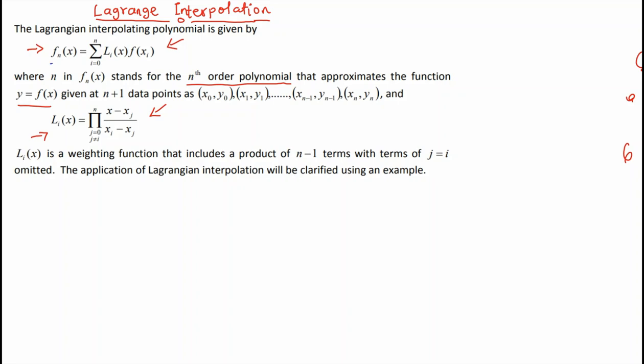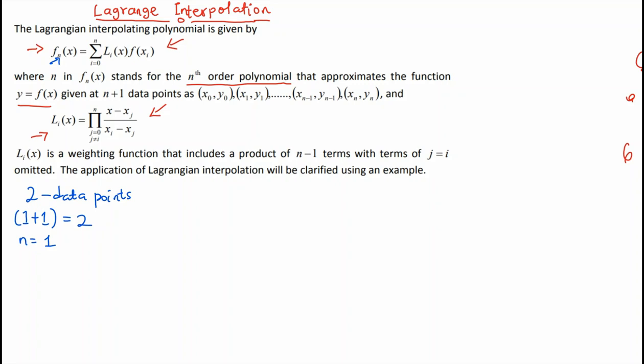You know that the n there represents the order of the polynomial that we are going to use for the interpolation. Let's say we are given two data points. If you are given n plus 1 data points, then you are going to use an nth order polynomial. In this case, with two data points, we have 1 plus 1 data points, so our n is equal to 1. That means we are going to use a first order polynomial.